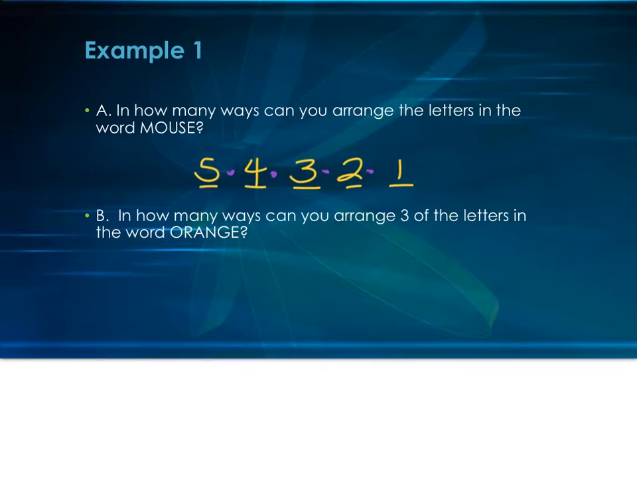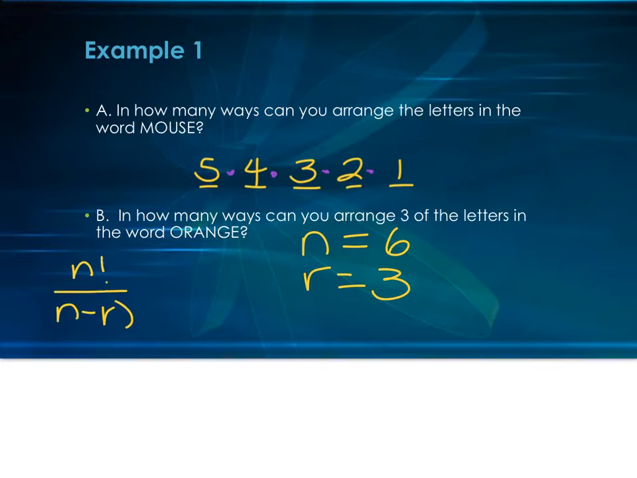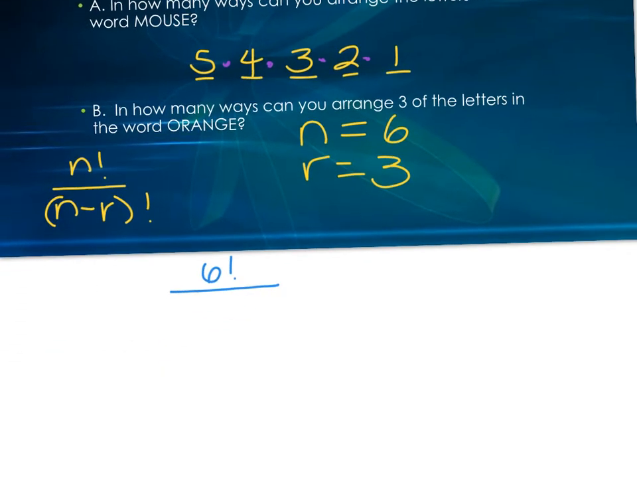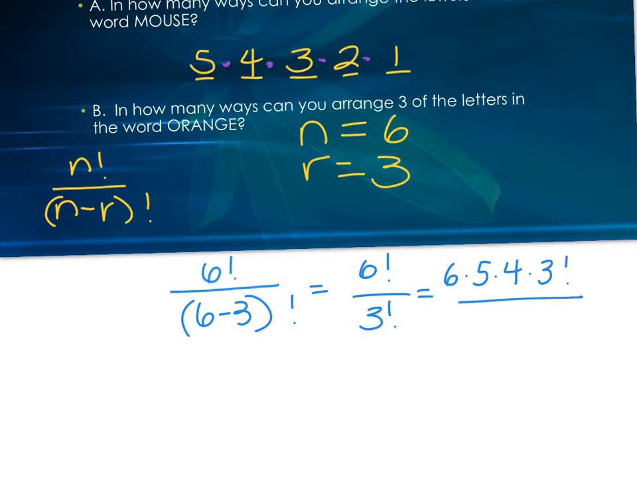Okay, so go back to the example. B says, how many ways can you arrange 3 letters of the word orange? So what's your N? 6, right? There's 6 letters in the word orange. Do we agree about that? Yes. How many do I want at a time? 3. So R is 3. And it is N factorial over N minus R factorial. So this is 6 factorial over 6 minus 3 factorial, which is 6 factorial over 3 factorial, which is 6 times 5 times 4 times 3 factorial over 3 factorial.